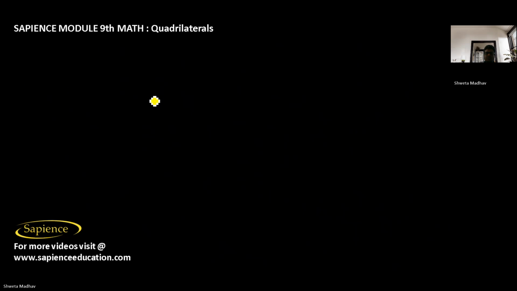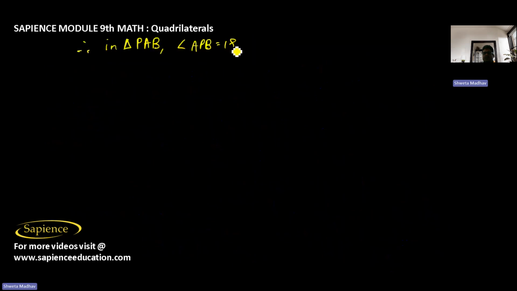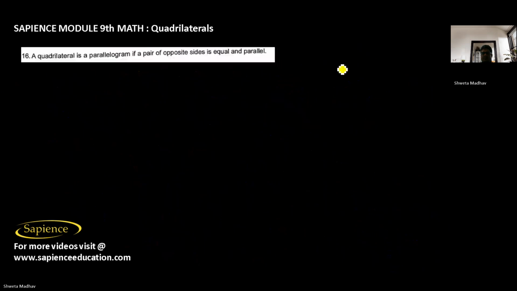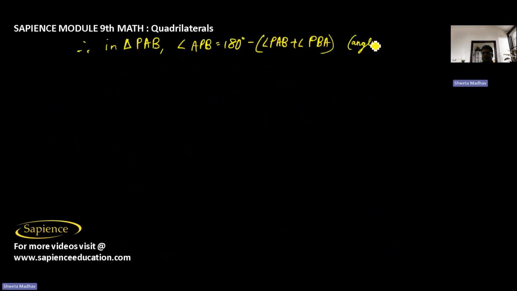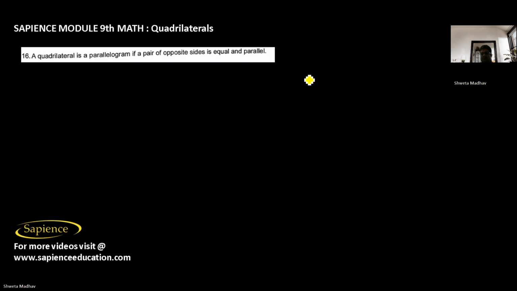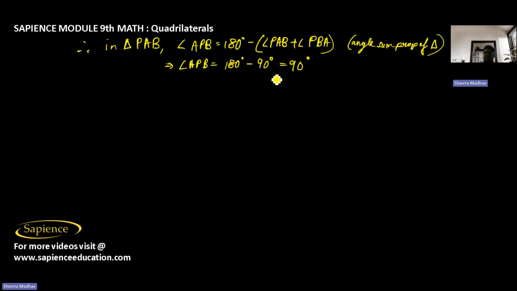So now we can say that in triangle PAB, angle APB is equal to 180 degrees minus (angle PAB plus angle PBA), according to the angle sum property of a triangle. So therefore angle APB is also equal to 180 degrees minus 90 degrees, since we have found that angle PAB plus angle PBA is 90 degrees. So this is also equal to 90 degrees.